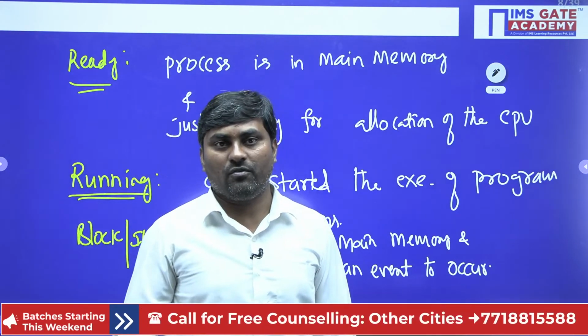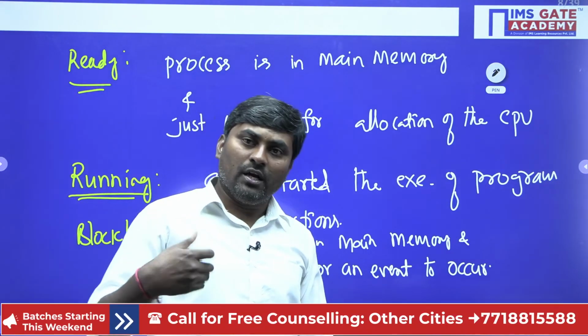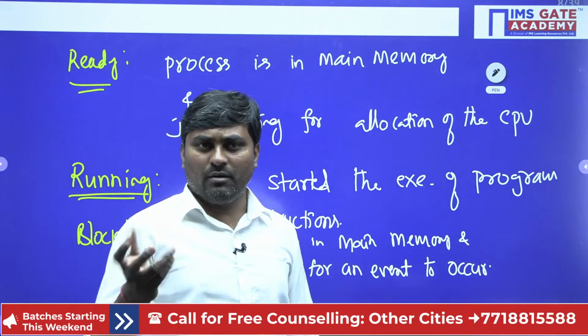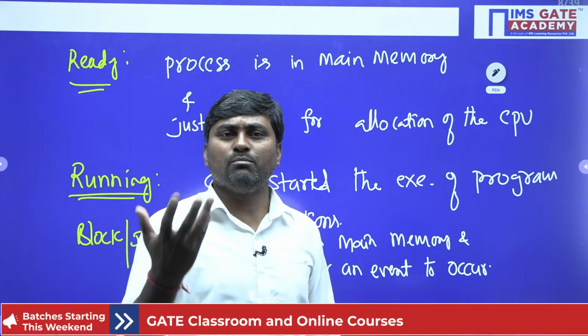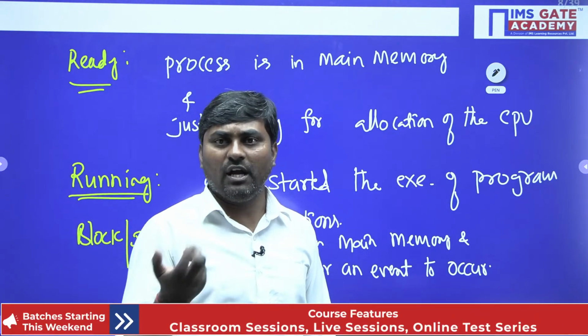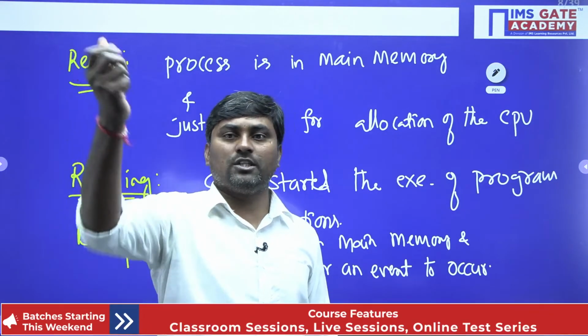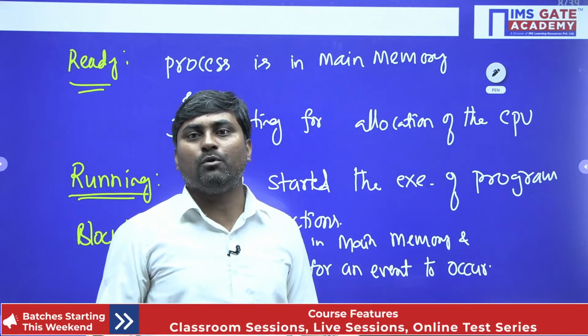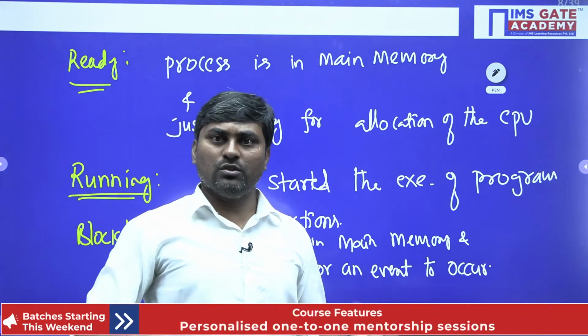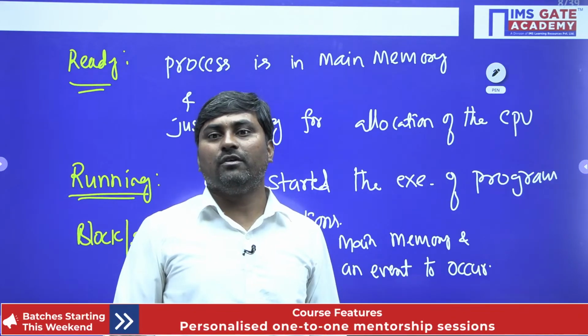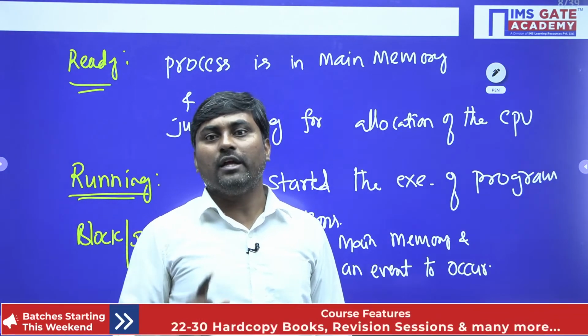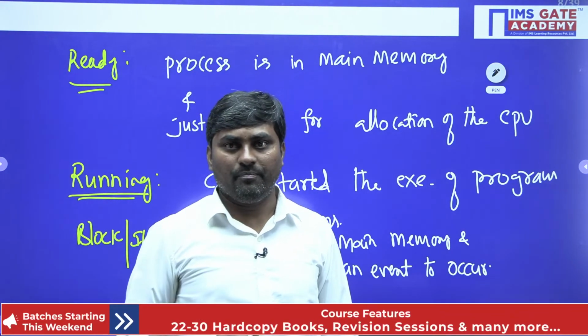IO activity, is that clear? It can be IO activity, it can be communication, it can be some event to occur, or maybe the process wants to use a shared file that is not available because the file is busy with another process. I have to wait for the file to be available so that I can use it. Whatever other than CPU activity is required, the process will wait to satisfy that particular event. I hope this is clear.